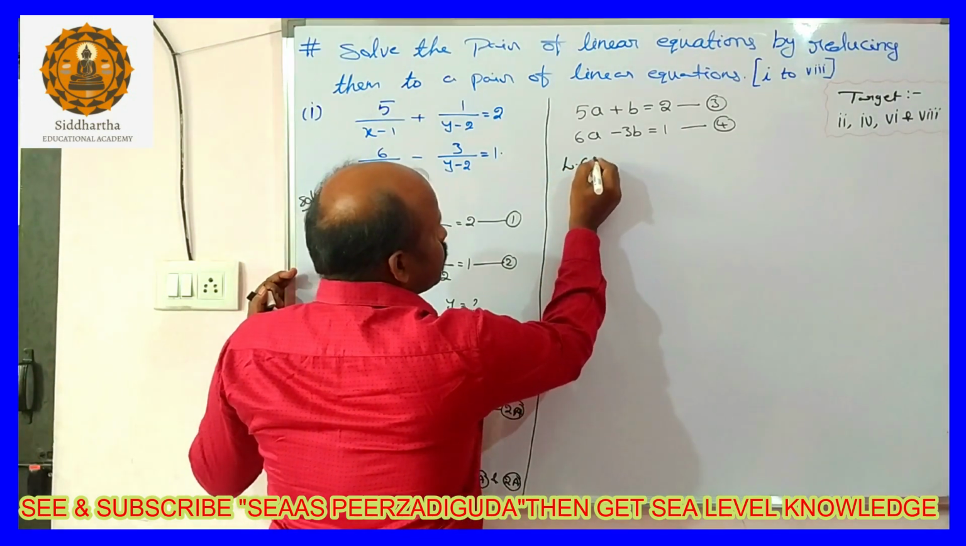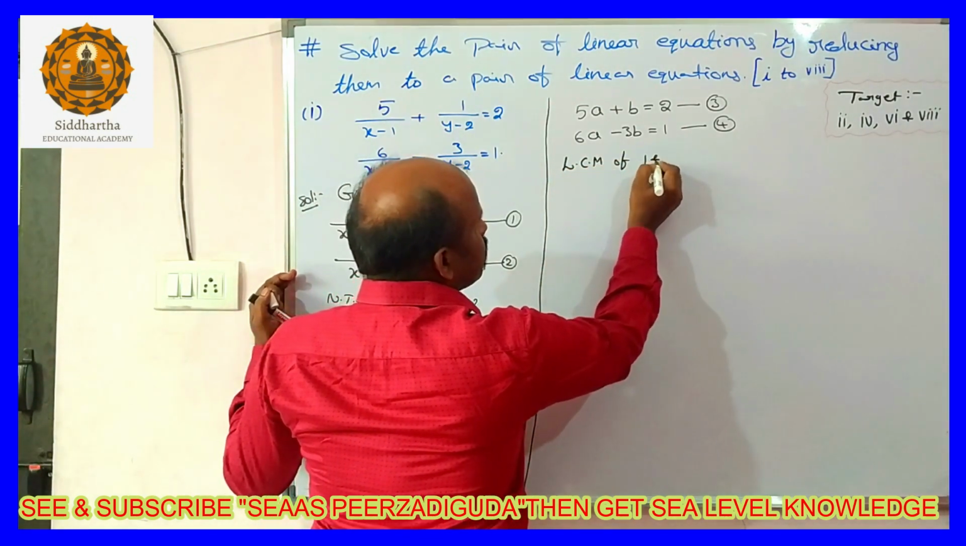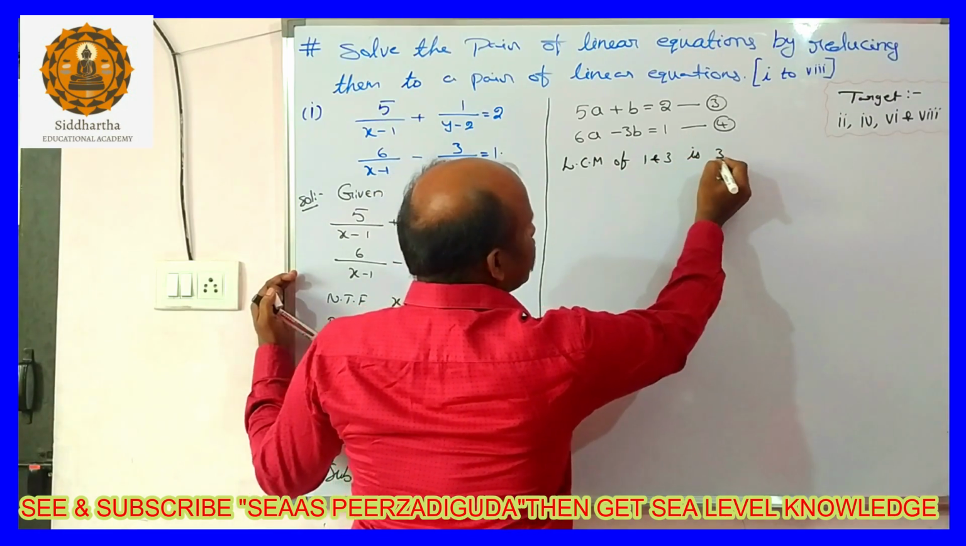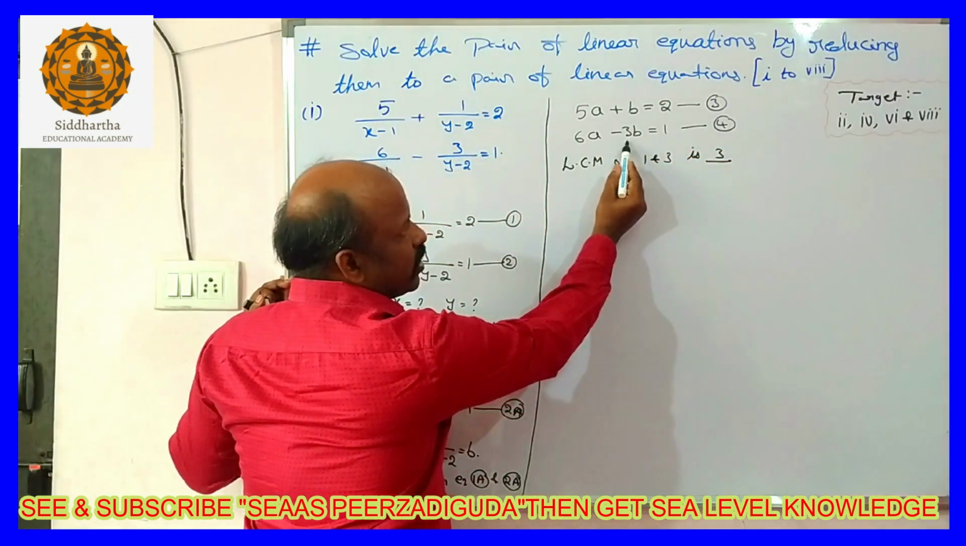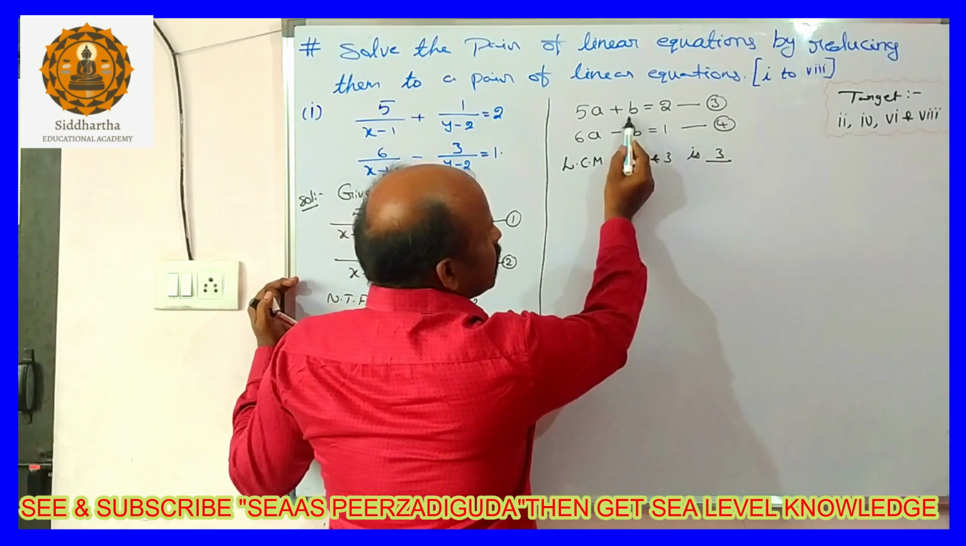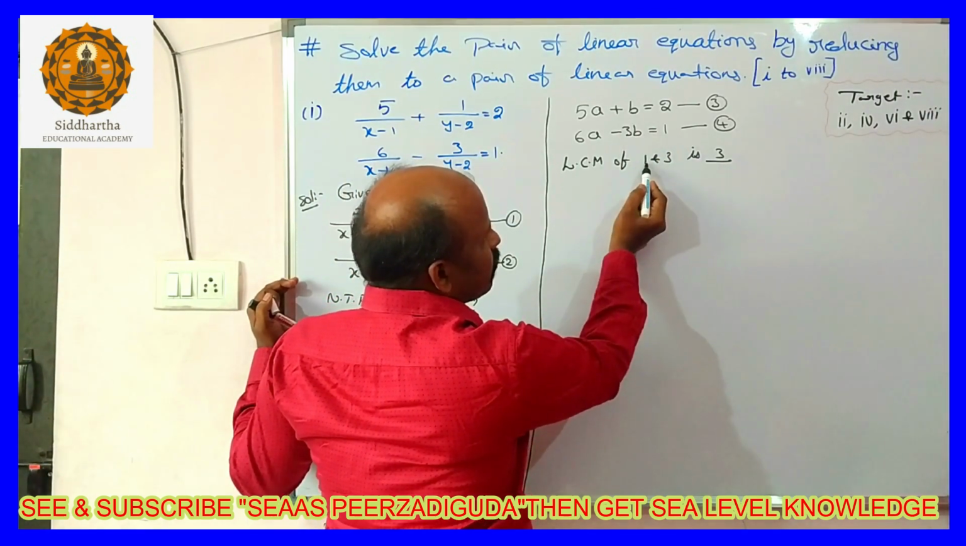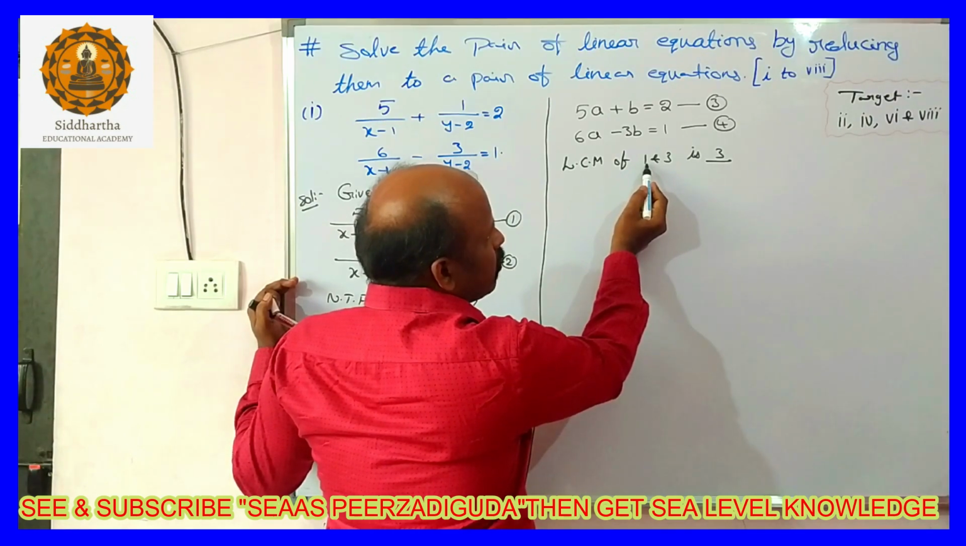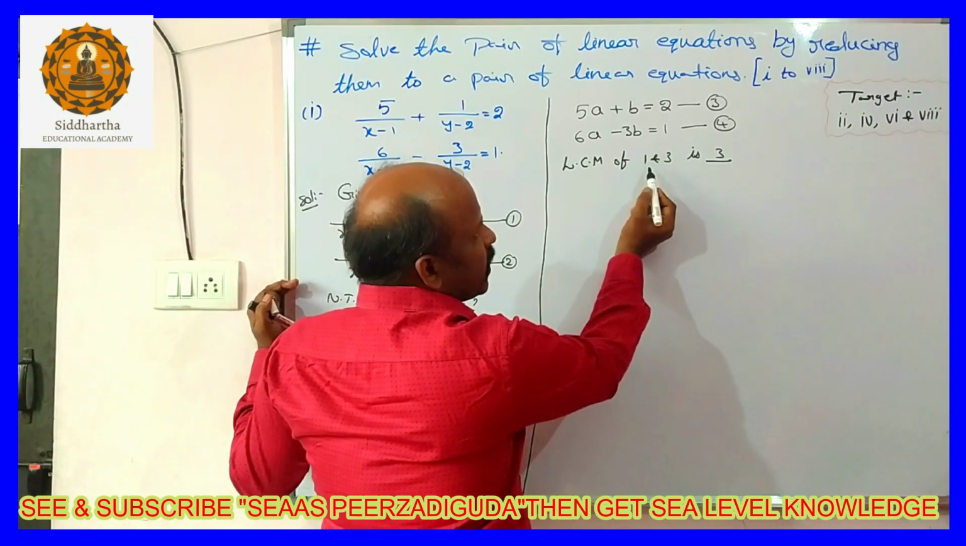LCM of 1 and 3 is 3. So here it is already 3 only. That's why here what I am going to do, for getting 3 here, what should we multiply for 1? For getting 3 we have to multiply by 3.